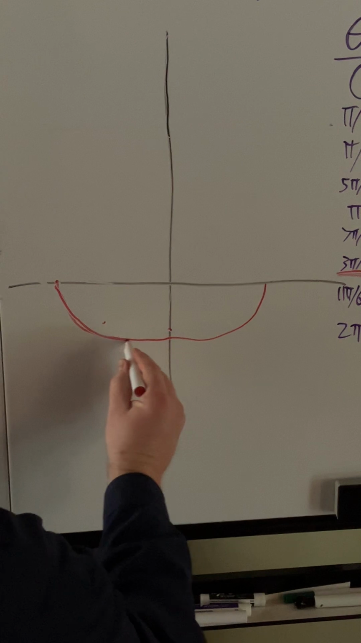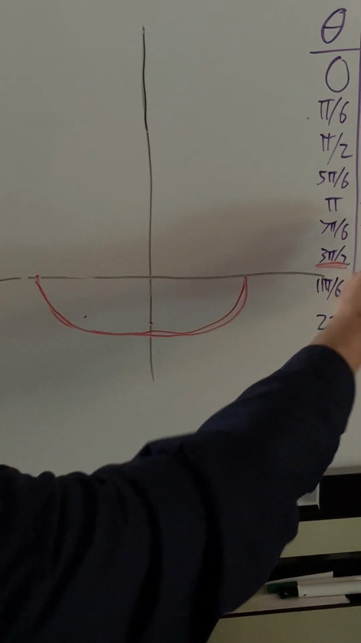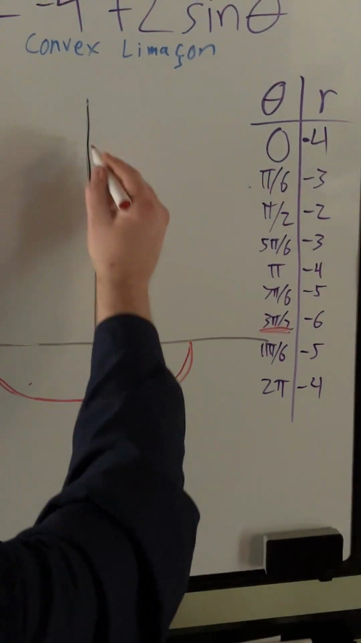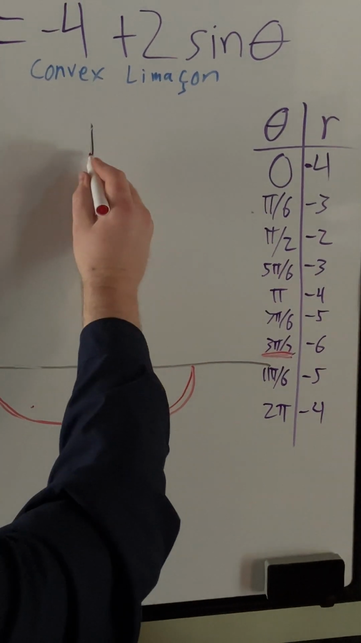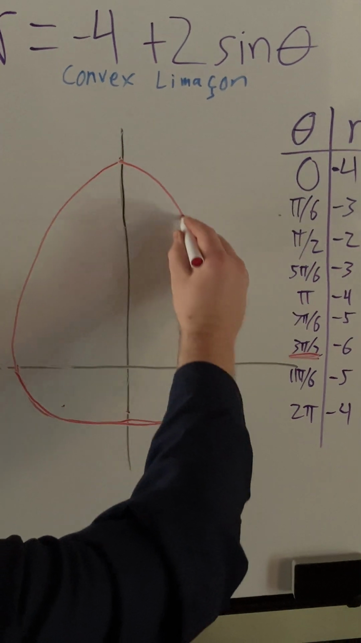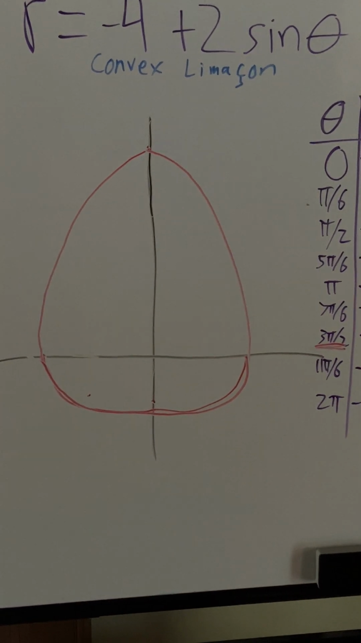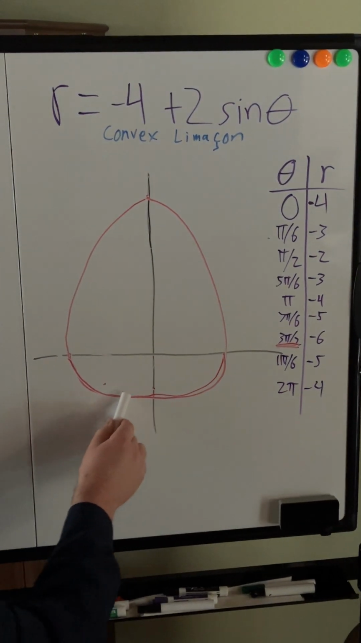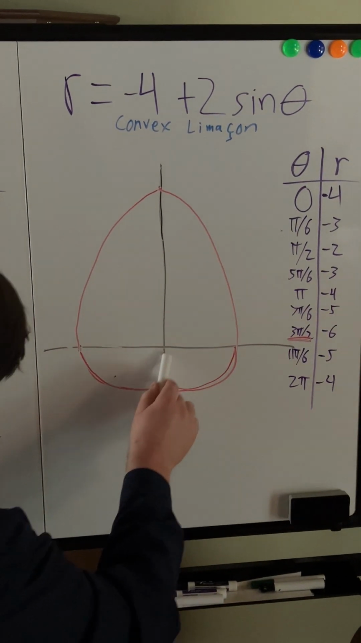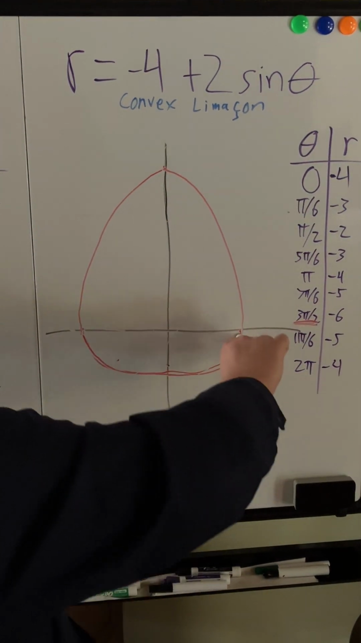Probably could be drawn a little bit better, probably like that right there. And then I end up going as high up as 6 on this side, and it essentially just looks like this. That's a convex limaçon, meaning it doesn't dimple on this side or come in with the inner loop. It just stays kind of in a convex manner.